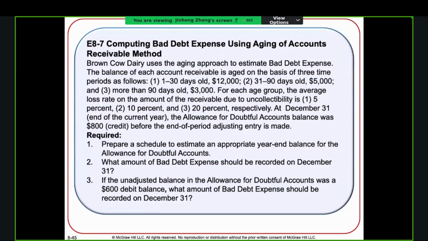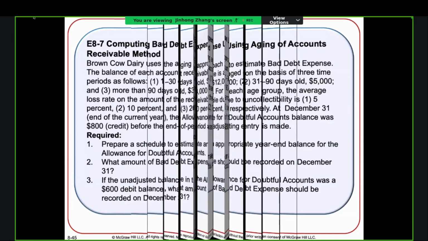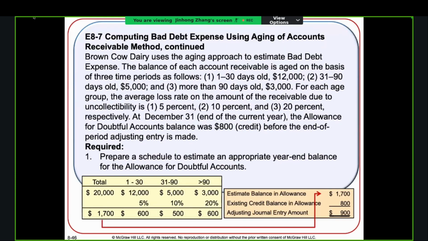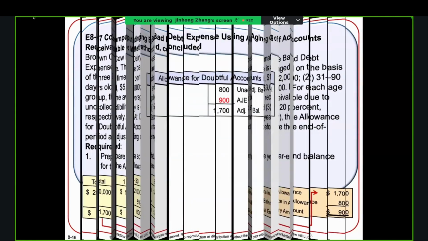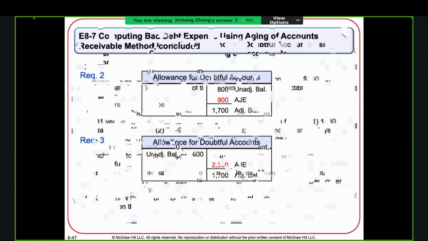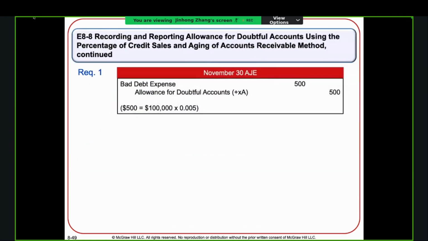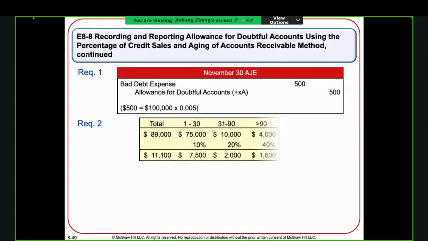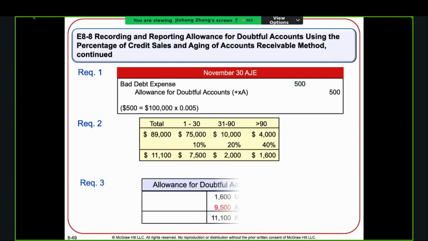Compute bad debt expense using the aging of accounts receivable. I'm not going to read all of these, but it's very simple. You list out the accounts receivable by dates, and then you calculate the percentage for each. And then you put the journal entry in there: debit bad debt expense, and credit allowance. So that's how it is. And then this one is by sales. Oh, it's also by percentage.